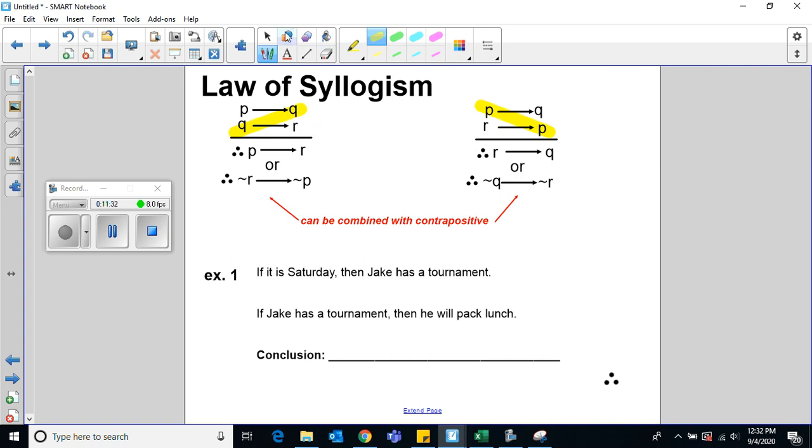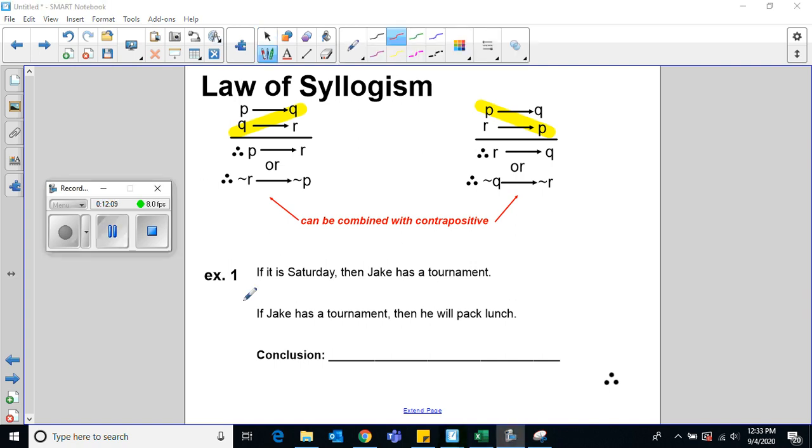But the one thing that we can add is you can mix the law of syllogism with the law of contrapositive. So you can also have as a valid statement the contrapositive of this conclusion. And remember, contrapositive is to switch and negate. So if I switch and negate this part of the conclusion, you can end up with this. And so either one of these are valid options. Same for over here. If our conclusion was if R then Q, then another valid conclusion could be the contrapositive of that, which is if not Q, then not R. Okay, so let's go through some examples.